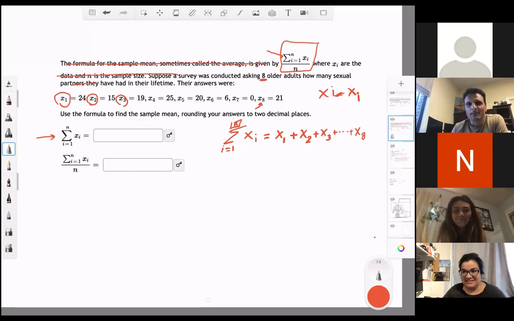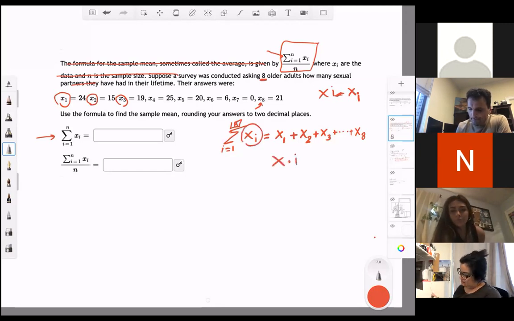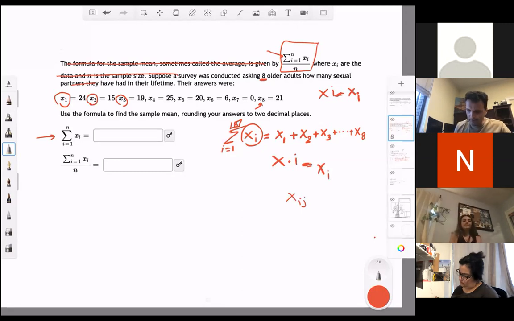Well, that's good. So then you would just be adding up 24 plus 15 plus 19 plus 25 plus 20. This is the one that you were confused about: x of i, x is not multiplied by i. This is x of i. In calculus or advanced algebra, we might have something like x i j, so we're going to have different variables. Okay. So if you add them up, the answer is going to go there.